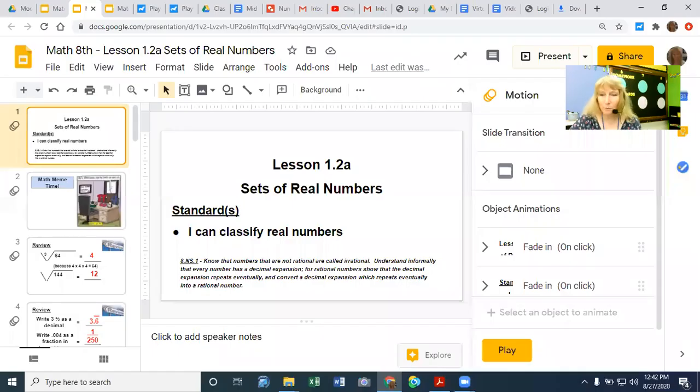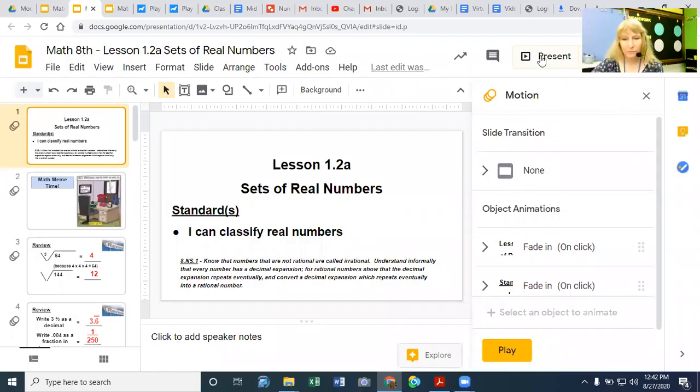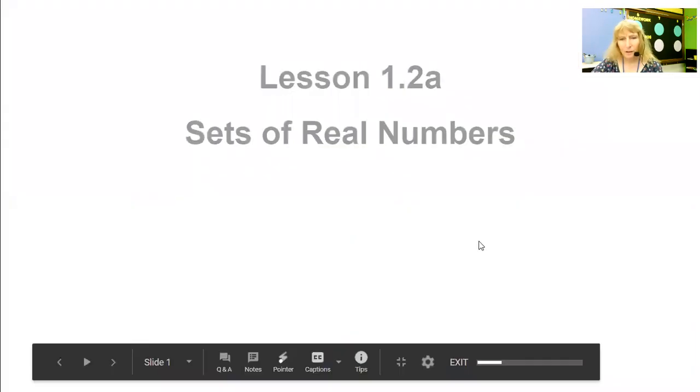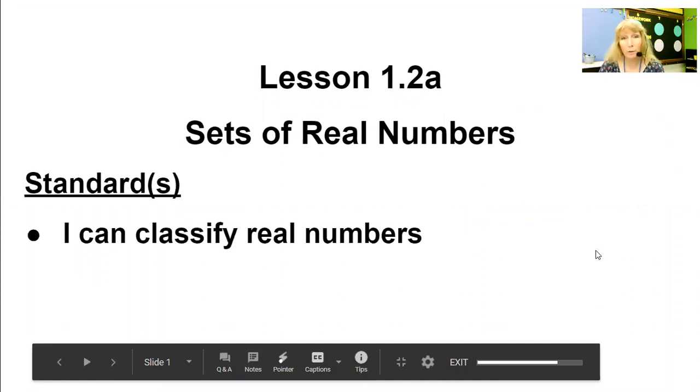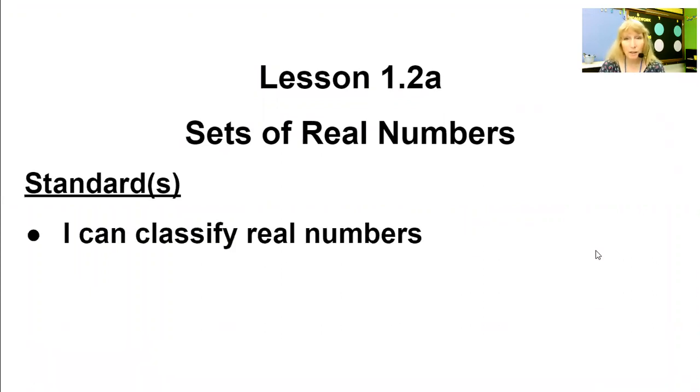Okay, and press present, and here we go. Okay, this is about sets of real numbers. So at the end of this lesson, you should be able to classify real numbers. We've talked about integers, whole numbers, rational numbers and irrational numbers in the previous 4 lessons, and now we're going to talk about real numbers.